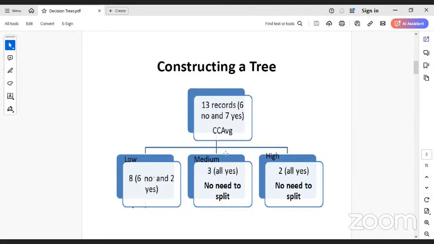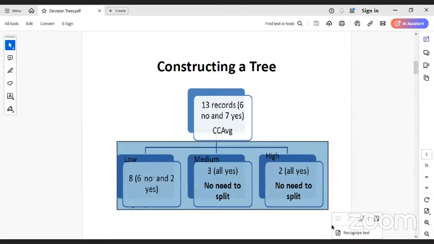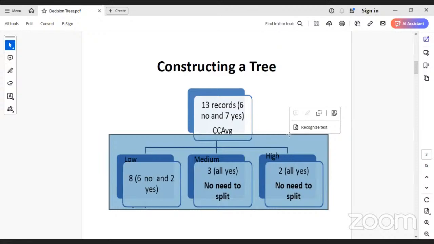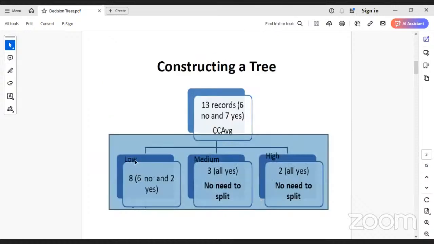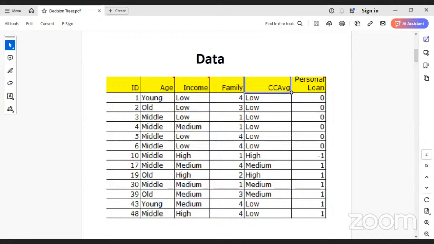Now coming to the second part of the tree. Here we see how CC average is divided. CC average is divided into three categories: low, medium, high. Then let us look into each category.